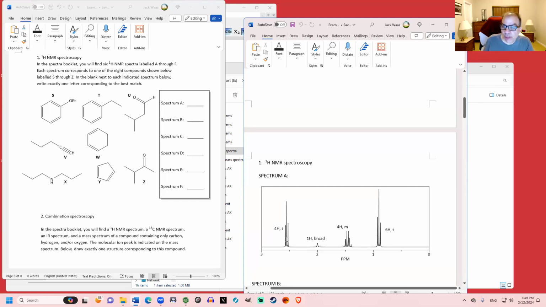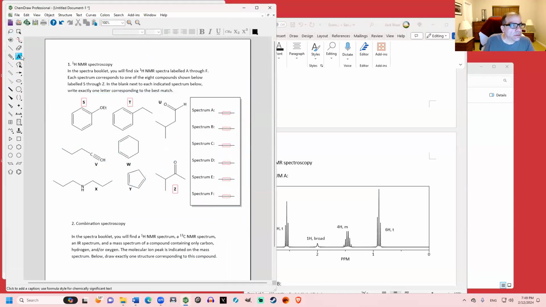So this CH2 has to be attached to an electronegative atom. So we're looking for something with 2 propyl groups attached to an electronegative atom. The only molecule that satisfies that is compound X. And then that explains this last 1H resonance over here that's quite broad. That 1H resonance is the hydrogen on nitrogen. So spectrum A has to be compound X.